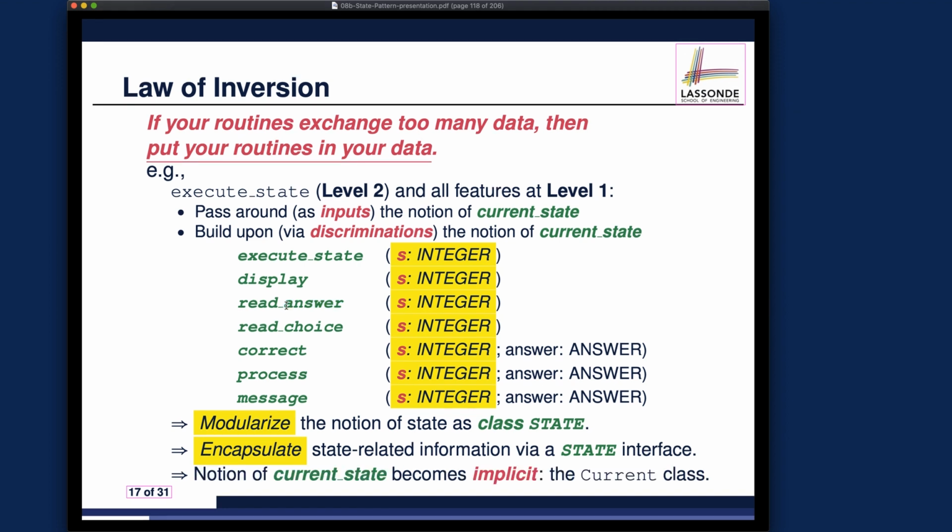Okay, so the notion of current state becomes implicit, the current class. So this line here will be very, very important. So later on, when you review this particular lecture, you want to really see how we make a transition from design attempt number 2 to the ultimate state design pattern. It's really about, rather than having the current state being the integer, now we want to have the current class being the state class. So that's the main thing we would like to do.